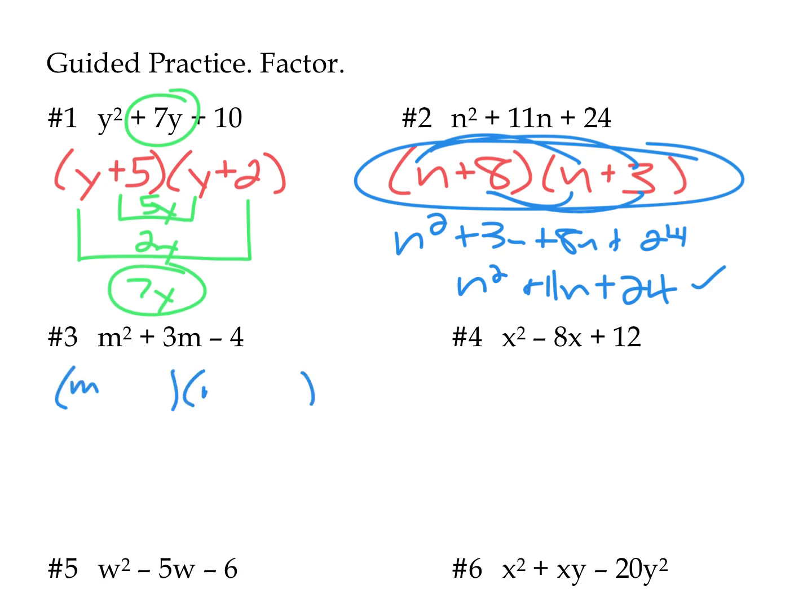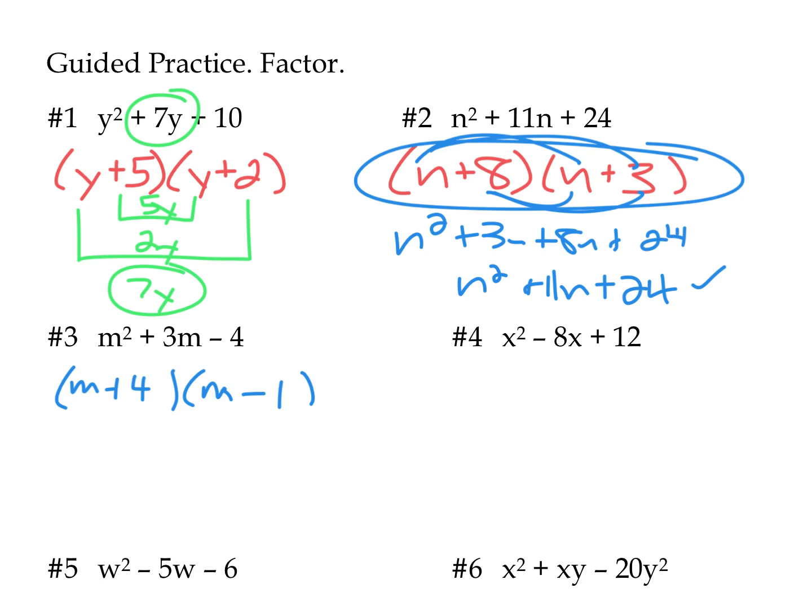I'm going to have m and m. Now to multiply and get negative 4, I'm going to need a positive number and a negative number. Which means when I add them together, I'm really subtracting to get 3. So that's 4 and 1. I want to subtract because I'm adding 4 plus negative 1.